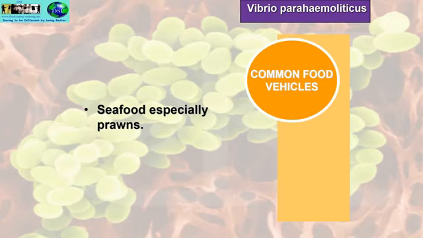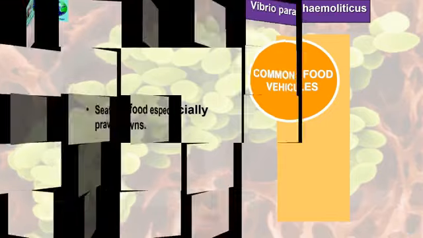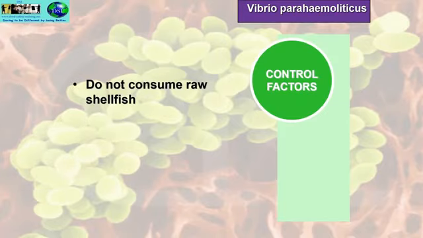Not all sewage actually ends up in sewage farms. A lot of it ends up in rivers, in estuaries, and eventually in the sea. So if you are looking at putting seafood on the menu, make sure you know the provenance of the seafood, where it comes from, where it's grown, and make sure it's not anywhere near any industrialized areas. Control factors: do not consume raw shellfish.